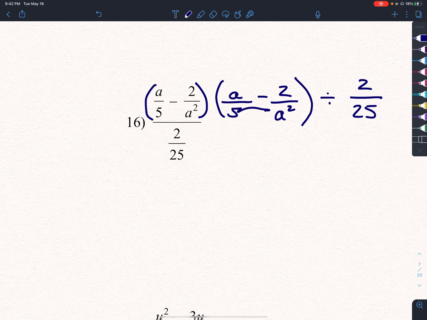And since we're doing a subtraction, we need a common denominator here. And right now we don't have one. We're going to need one, which means that over here we need to multiply top and bottom by an a squared.